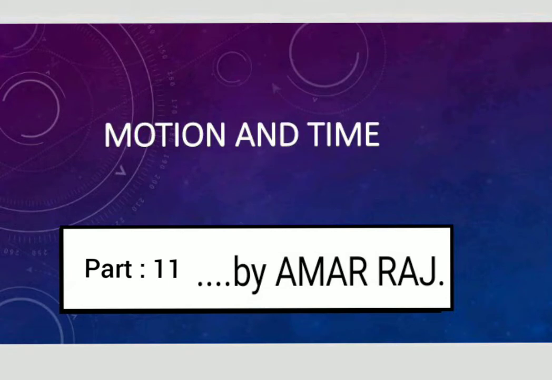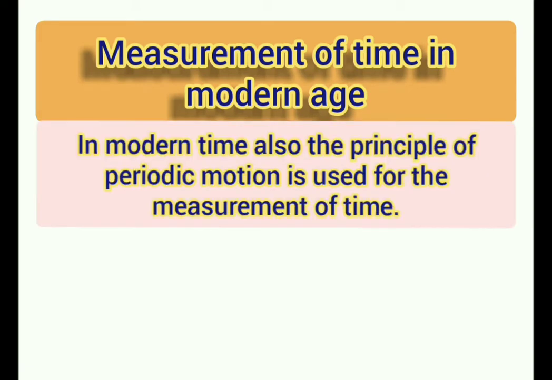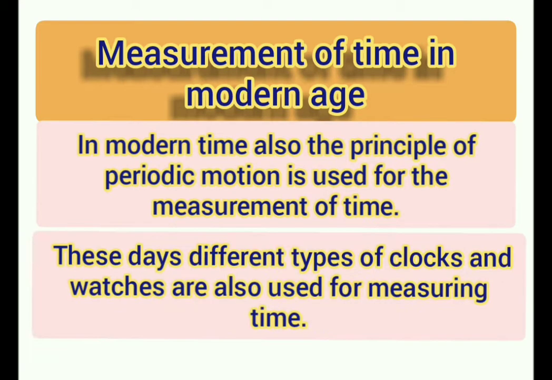Today in this class we are going to discuss the topic measurement of time in modern age. Students, in modern time the measurement of time is also based on periodic events or periodic motion. In other words, the principle of periodic motion or periodic events is used for the measurement of time. These days, different types of clocks and watches are used for measuring time.